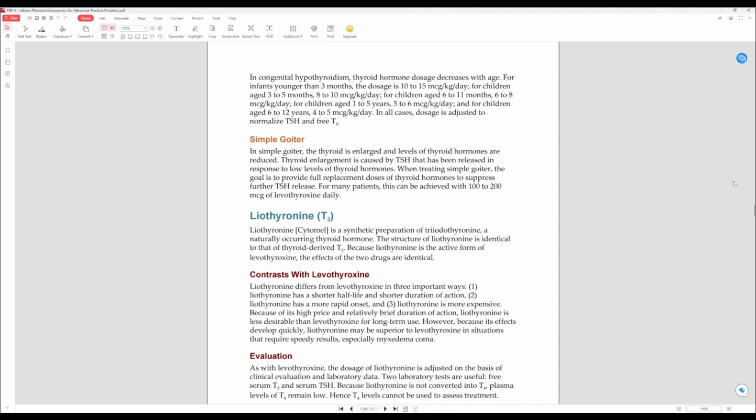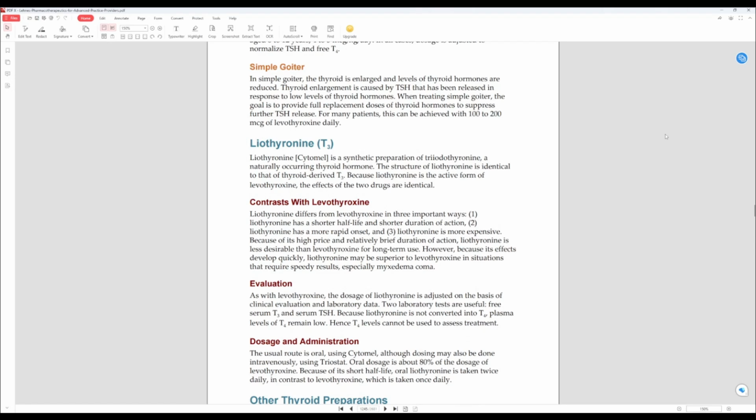Simple goiter. In simple goiter cases, the thyroid is enlarged and levels of thyroid hormones are reduced. Thyroid enlargement is caused by TSH that has been released in response to low levels of thyroid hormone. When treating simple goiter, the goal is to provide full replacement doses of thyroid hormones to suppress further TSH release. For many patients, this can be achieved with 100 to 200 micrograms of levothyroxine daily.